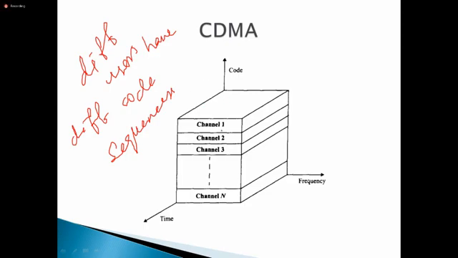Different users have different code sequences. This is how you draw it. Now, when you get the slide, please go through these images again and see the difference. Draw these three on the same page and see what the difference is. What is it? The coding axis is divided in this case. In the FDMA case, the frequency axis is divided, and in the TDMA case, the time axis is divided.